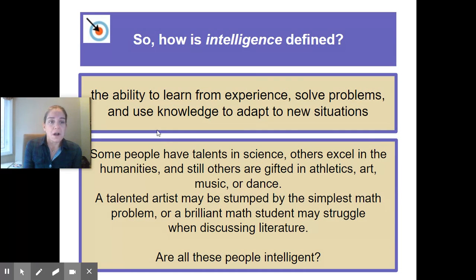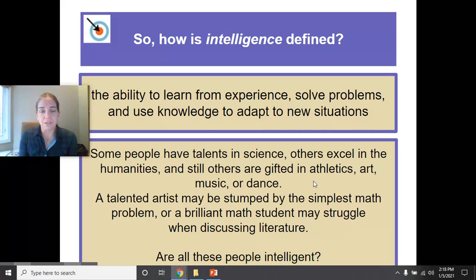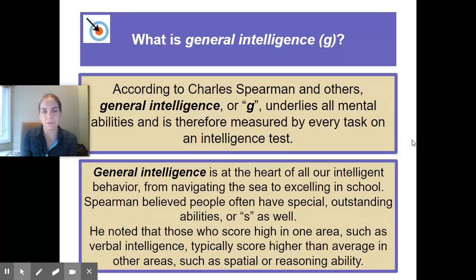So, how can we more broadly define intelligence? I guess real intelligence has a stake in learning from your experience and solving problems. Okay, using previous knowledge to adapt to new situations. So it's more than book smarts again. Okay, and we're going to go into a variety of these conceptions of intelligence.